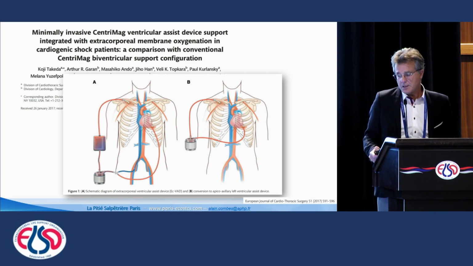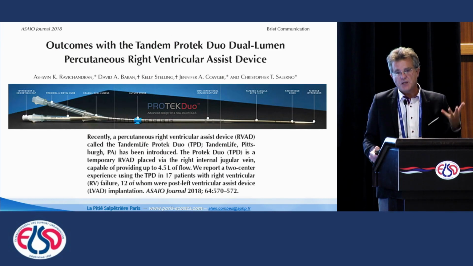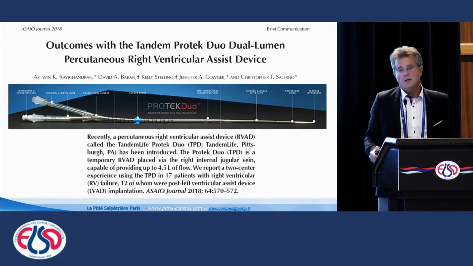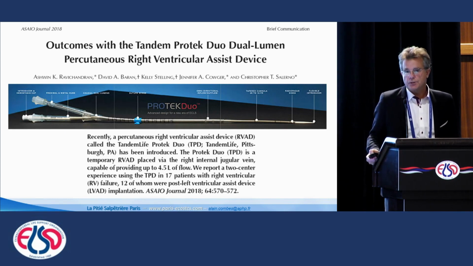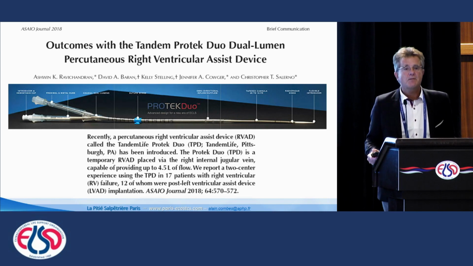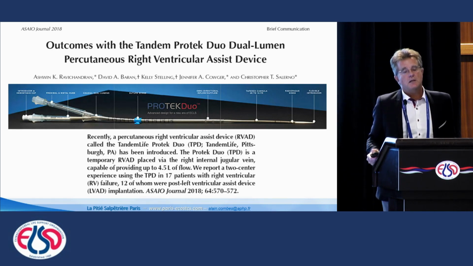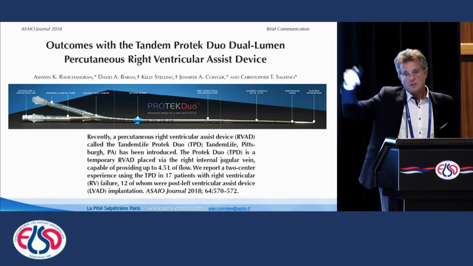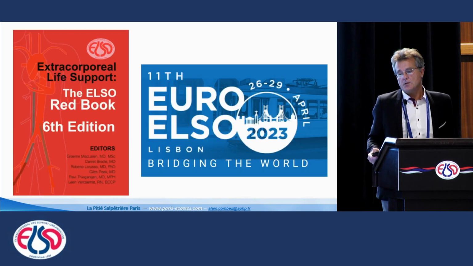And on top of that now, you may use also the ProtekDuo to provide percutaneous right ventricle support. So we have a lot to learn in the coming years about what might be the best strategy for those people who have biventricular failure, and also to define the strategy for those patients who are deteriorating on VA.